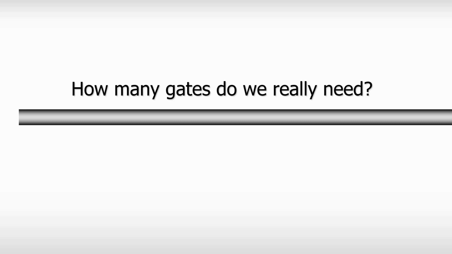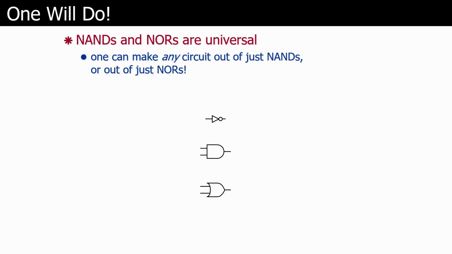How many gates do we really need? Well, we've mentioned before that NANDs and NORs are universal because you can just chain NANDs and NORs together and it'll end up inverting it so that you get regular AND or OR, and as a result you can get any combination of gates that you need.